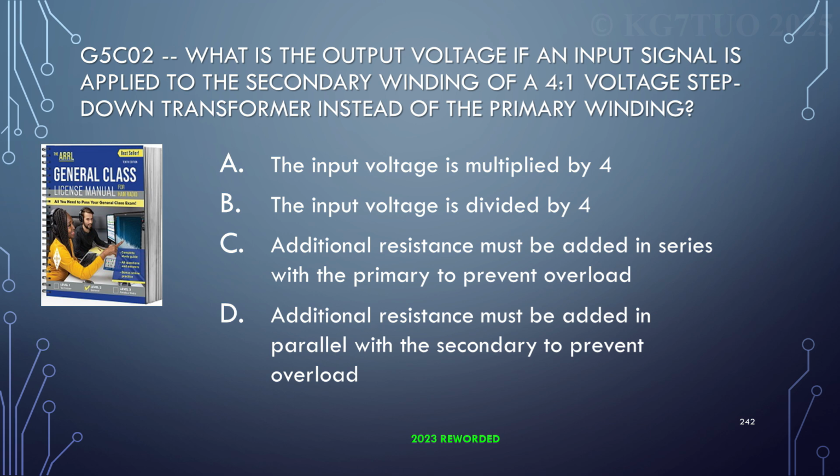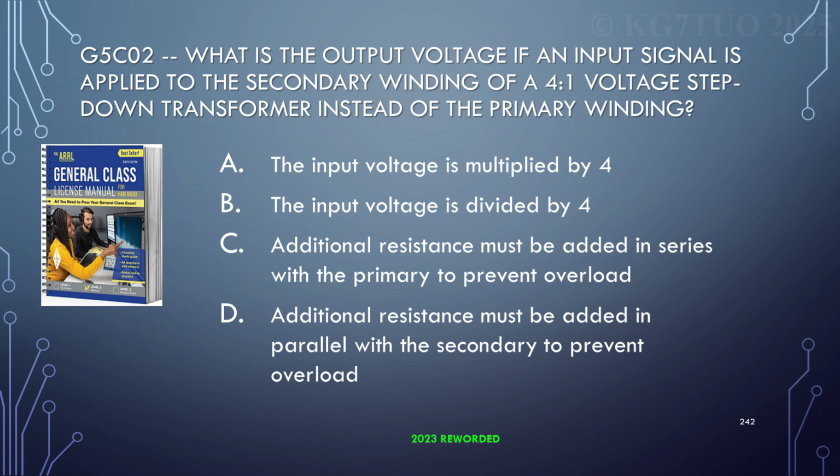Okay, what is the output voltage if an input signal is applied to the secondary winding of a 4-to-1 voltage step-down transformer? It's a 4-to-1 step-down, but the input signal is applied to the secondary. So we're going 1 to 4 now, right? So divided by or multiplied by? Going down, aren't you? Well, no, no.